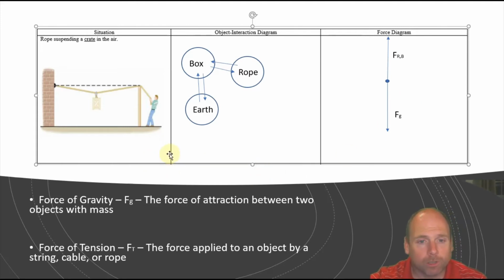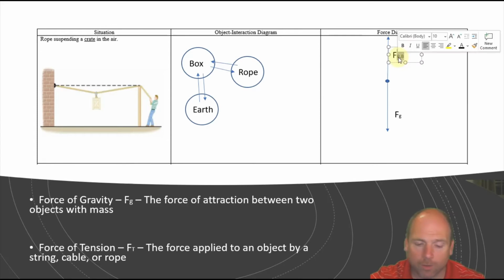The other force that we're going to give a specific name to in this particular one is any force applied to an object by a string, cable, or rope. In this case, we have a rope holding up that box, so we're going to call this the force of tension. Tension is a big word for any force in a spring or rope. I guess spring would be another one there. But instead of saying force of rope on box, we're just going to call that a tension force.